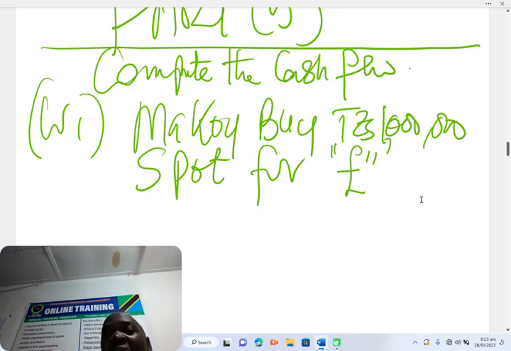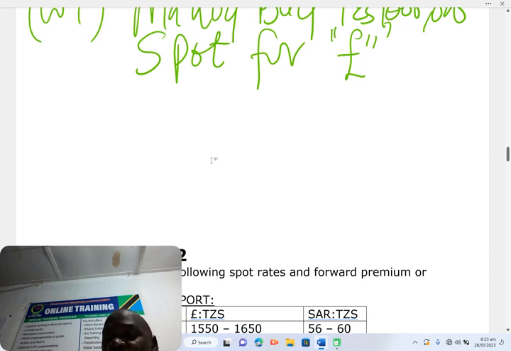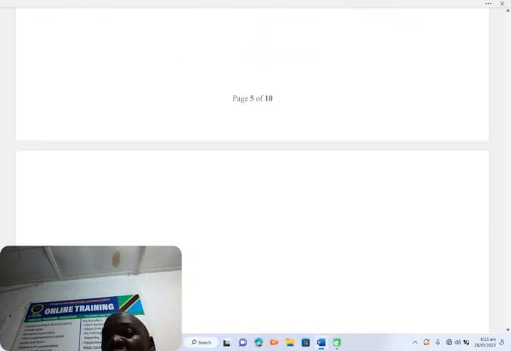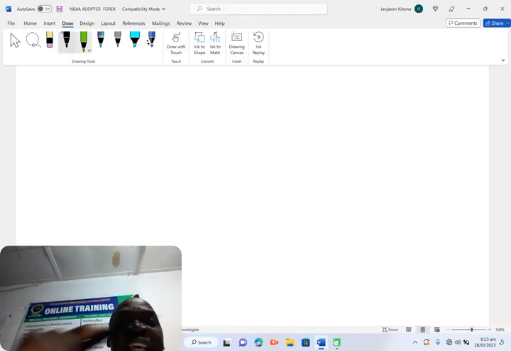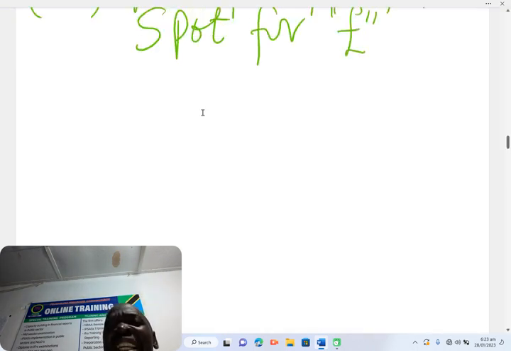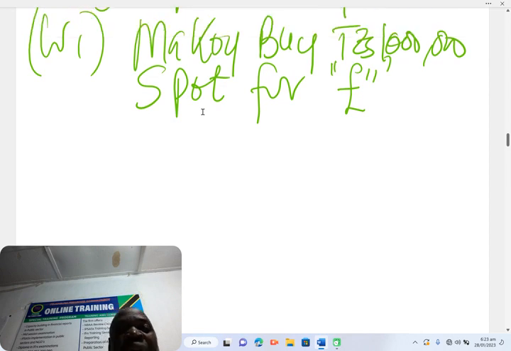Okay, let us see how to handle this problem. The first statement here, you should go to a transaction where TZS is a trading currency against pound. Now, we have no such transaction. This is bad news or quotation. So let's go to the Forex. In order to understand these kinds of problems, you must be aware of the nature of these problems. So we move to Forex.